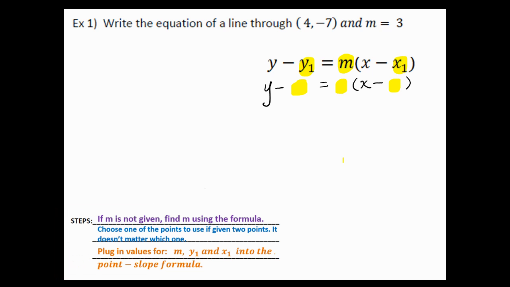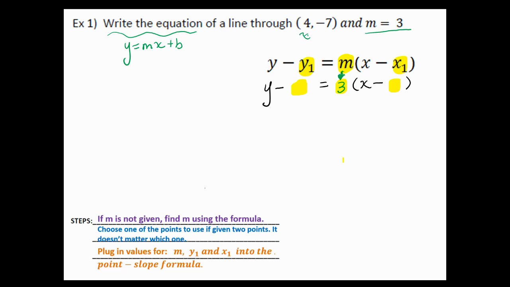Well, what numbers do we put in there? Let me just change colors here. The directions say write the equation of a line. So our goal is to get y equals mx plus b. Well, here's the m number. So write an m right here. We're going to put the number 3. That's it.